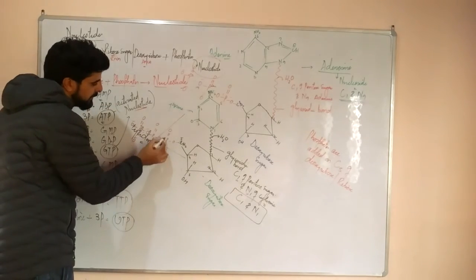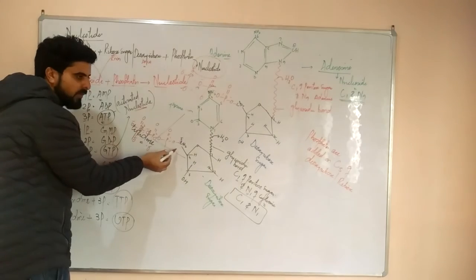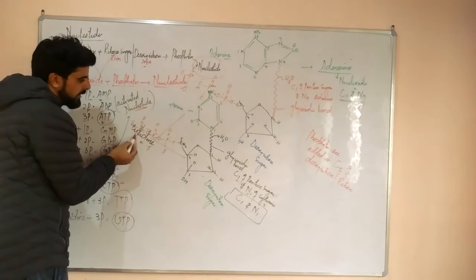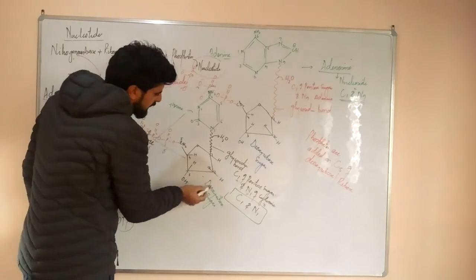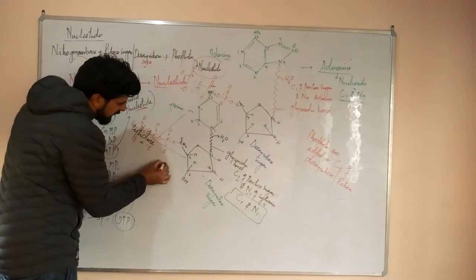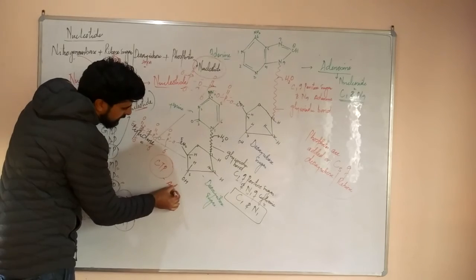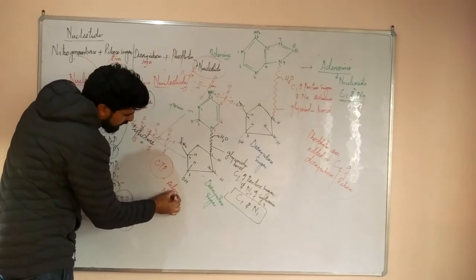So this is a triphosphate. This is 1 phosphate, another phosphate, phosphate 3. If I am adding the 3 phosphates at carbon number 5, now this structure, which was actually the cytidine, becomes cytidine triphosphate, CTP. Now it is an active nucleotide.